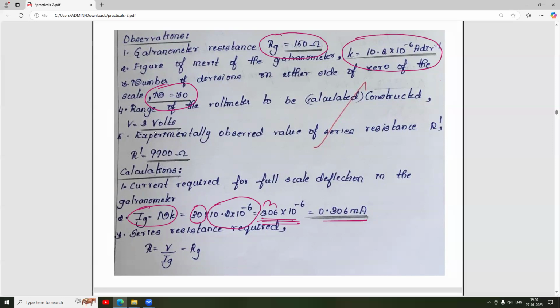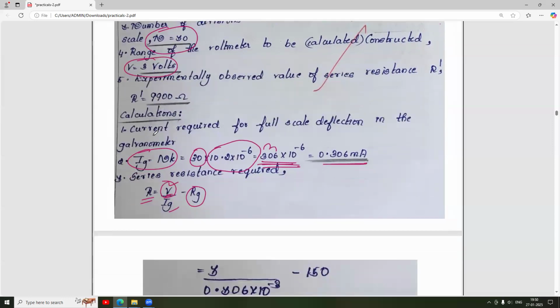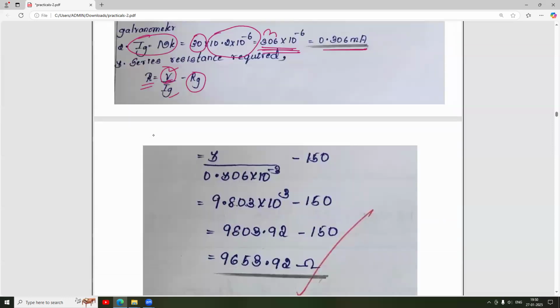Now, what is the series resistance to be connected in order to convert the galvanometer into voltmeter? V by Ig minus Rg. So you have to assume, or it will be given in the question paper, for how much range of voltage you have to convert the galvanometer into voltmeter. So it is given here, 3 volts. So the series resistance that has to be connected is V by Ig minus Rg.